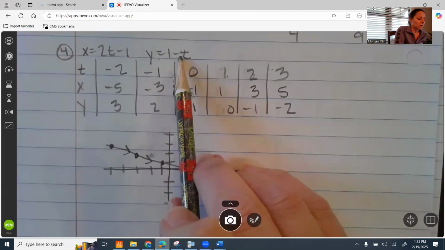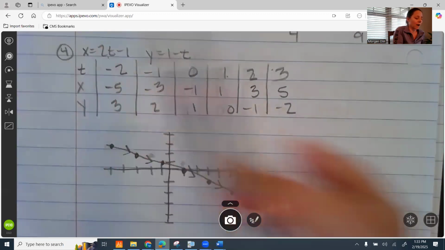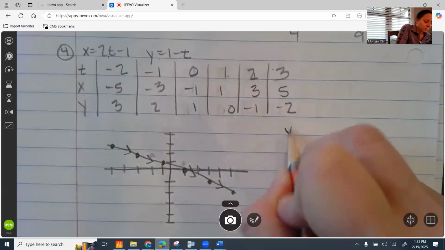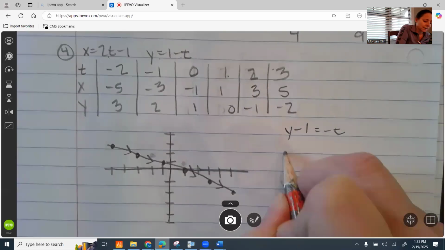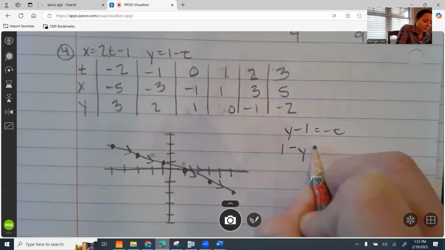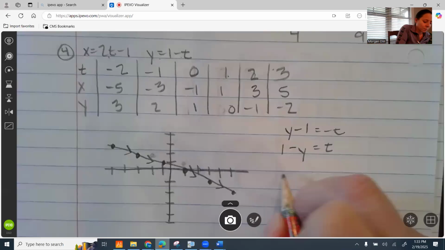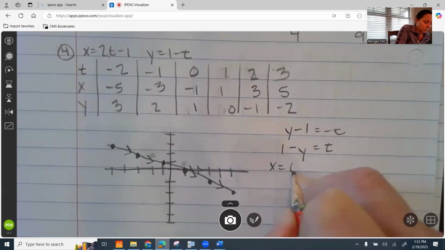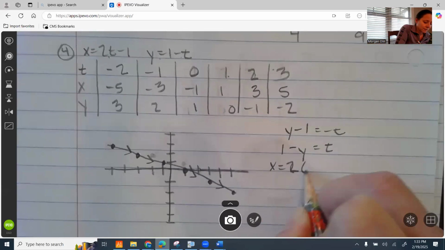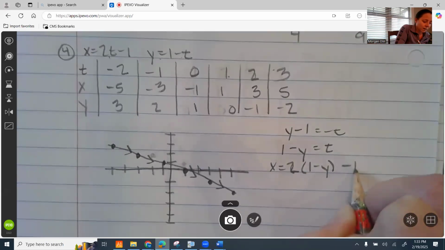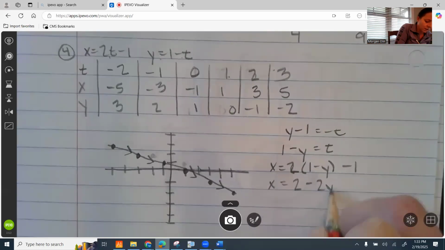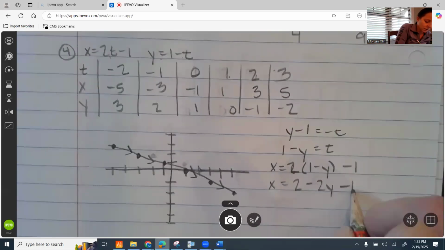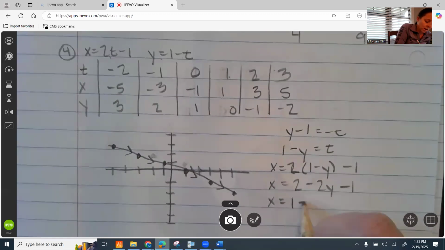I'm going to solve this one because I won't get fractions. If I do this one, I believe I get fractions. So here, if I subtract 1, that's a negative t. So here, when I change all the signs, it becomes +1 and a minus y. All right, so now I can plug that in. So it's 2, and then instead of t, put 1 minus y minus 1. And if you want to clean this up, it looks like this, 2 minus 2y, minus 1. So x equals 1 minus 2y.